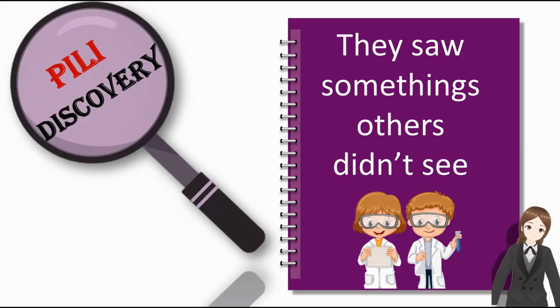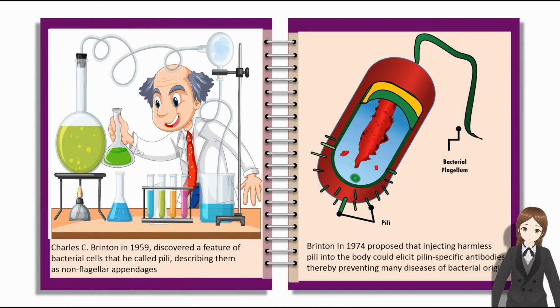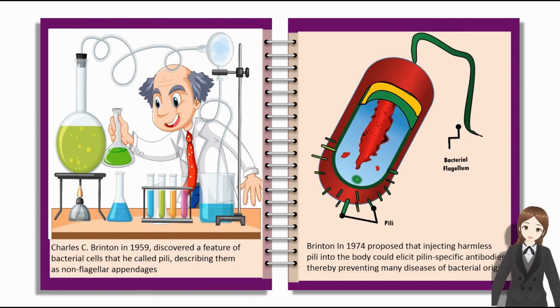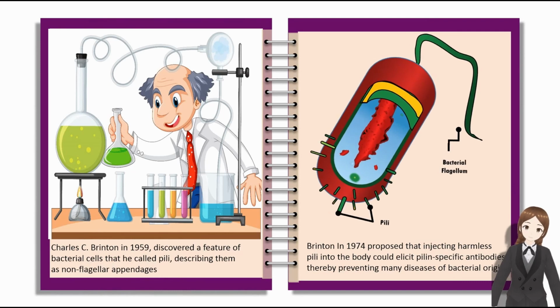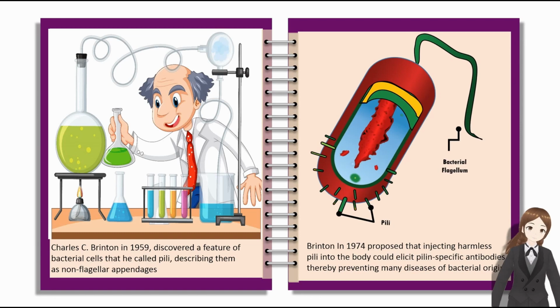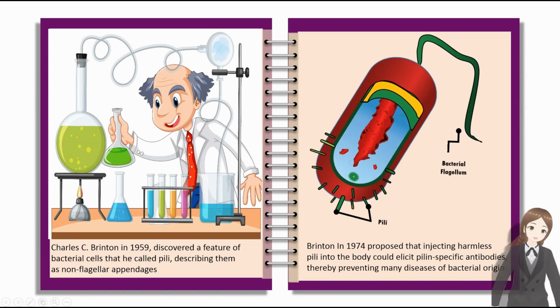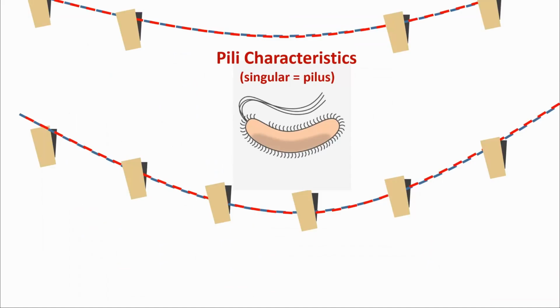Pili discovery. They saw something others didn't see. Charles C. Brinton in 1959 discovered a feature of bacterial cells that he called pili, describing them as non-flagellar appendages. Brinton in 1974 proposed that injecting harmless pili into the body could elicit pilin-specific antibodies, thereby preventing many diseases of bacterial origins.